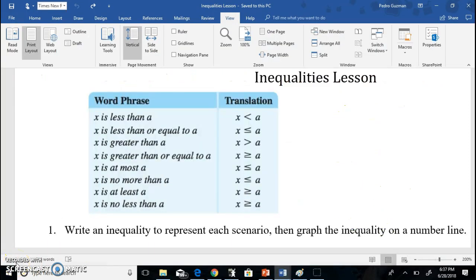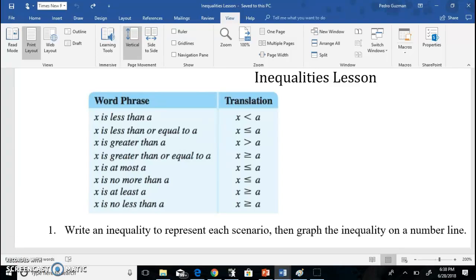Okay, so let's open up that inequality lesson. And the first thing you'll see are some phrases and how they translate into inequalities. So this is probably one of the most important parts of the lesson, especially when we head into Chapter 5. You will recall this wording and why it's so important for you to understand it. You'll understand when you get there.